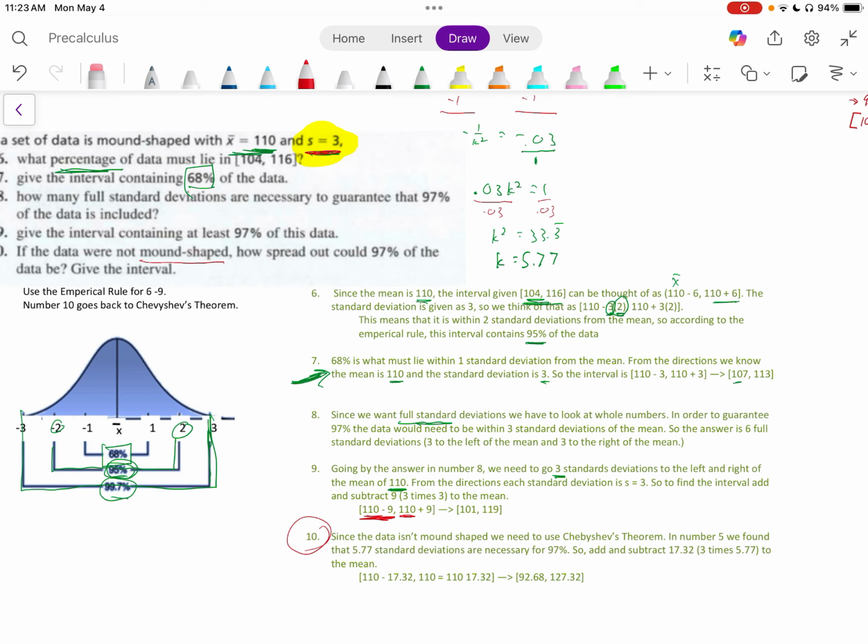In number 5, we found that 5.77 standard deviations are necessary for 97%. So we take 17.32, which is our standard deviation from the directions, times the 5.77. We're going to add and subtract that from the mean. So 110 minus 17.32 and 110 plus 17.32. Looks like I messed something up here, so this should be 110 plus 17.32. That gives us that interval right there.